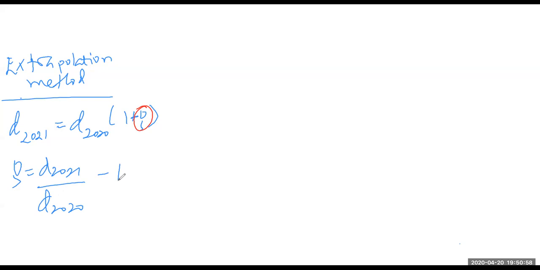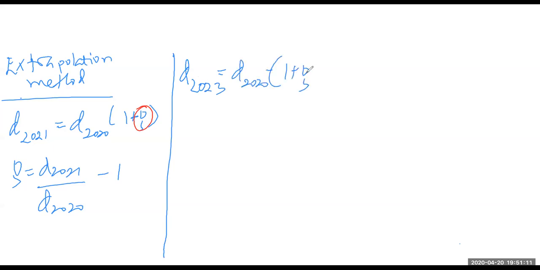What if now we had, for example, 3 years of growth? So D2023 is equal to D2020 times (1 plus G), and 3 years later, the power of 3. Therefore, if you have to make G the subject of the formula, G will be equal to D2023 divided by D2020.